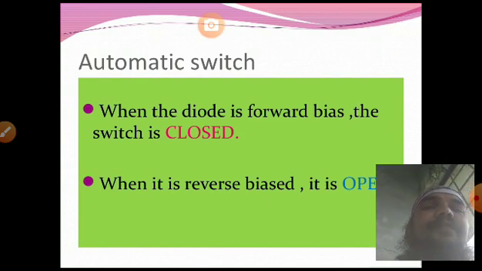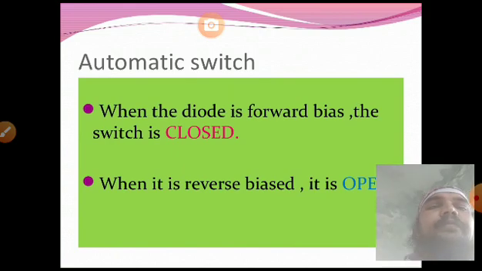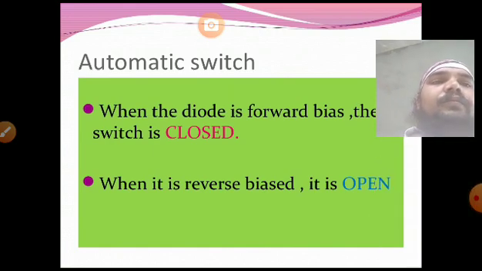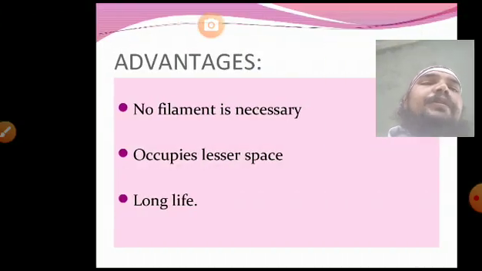Automatic switch. When the diode is forward biased, the switch is closed. When it is reverse biased, it is open.